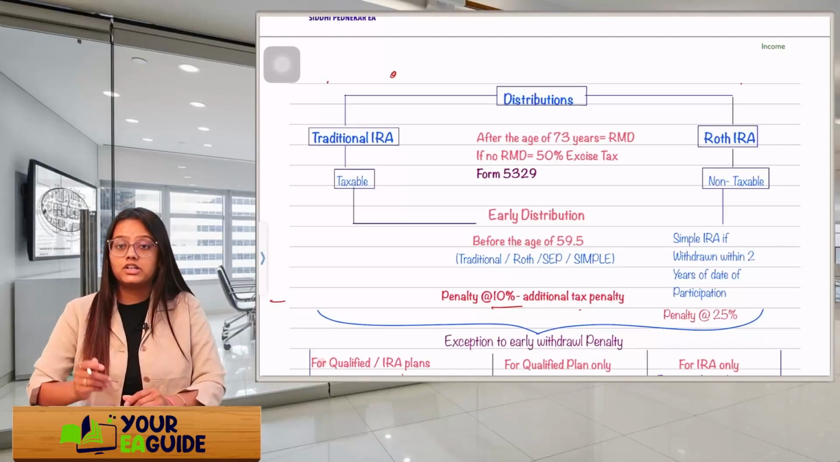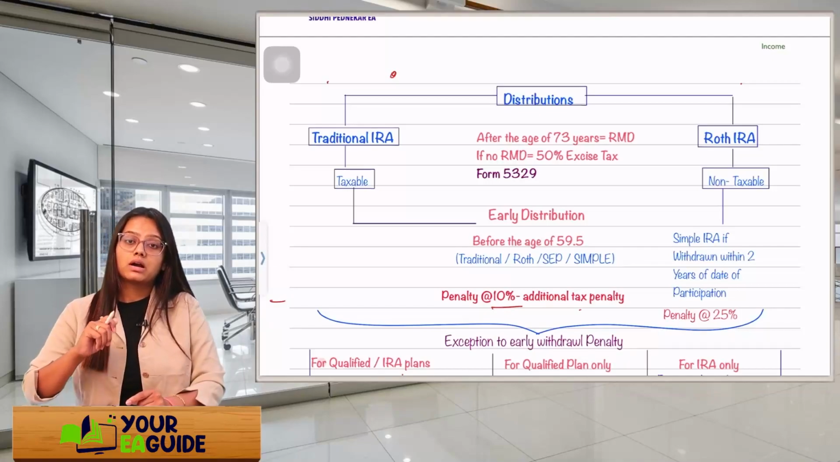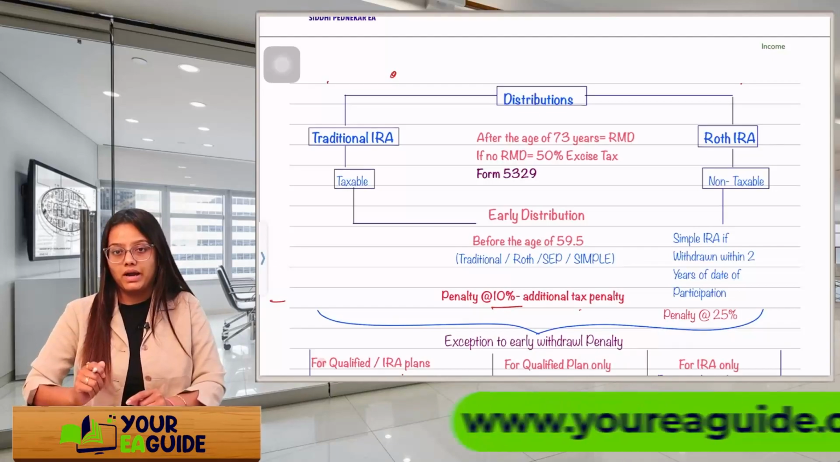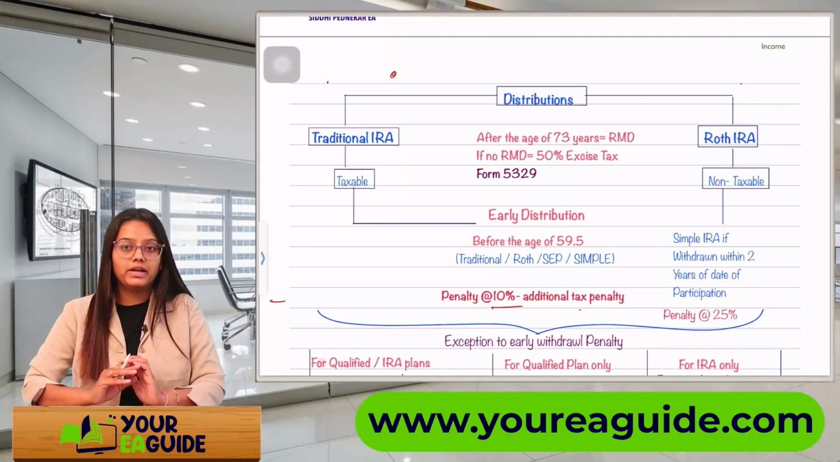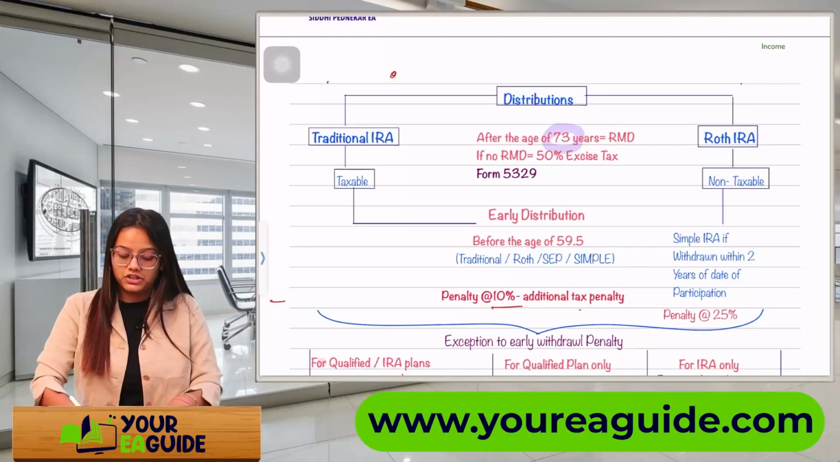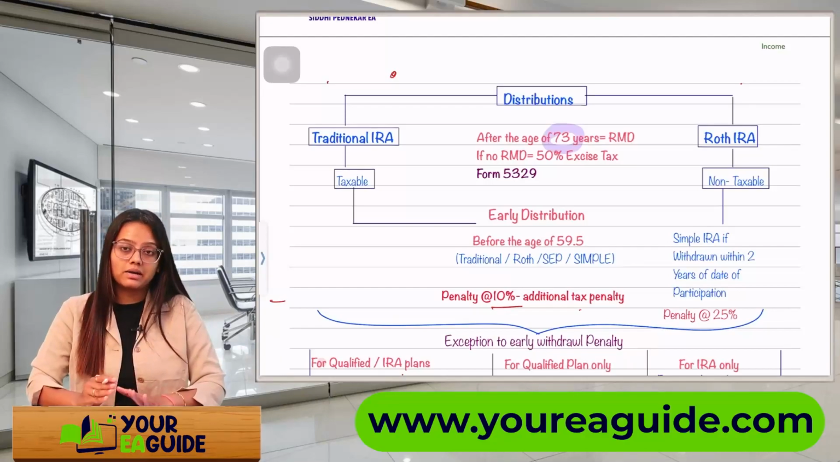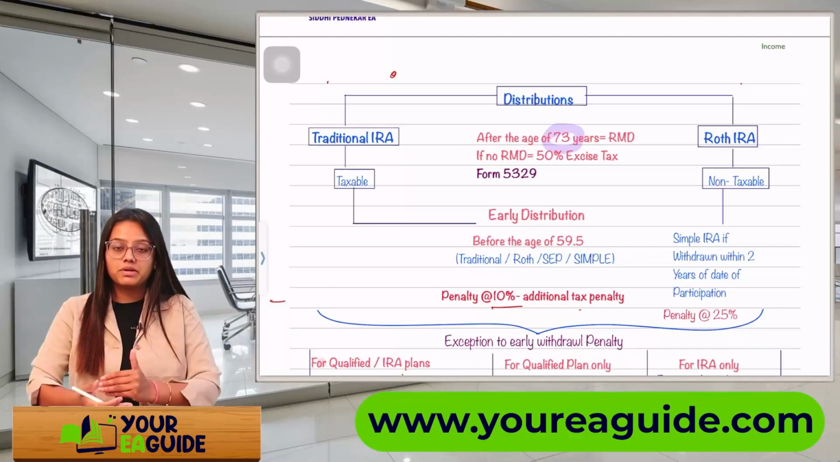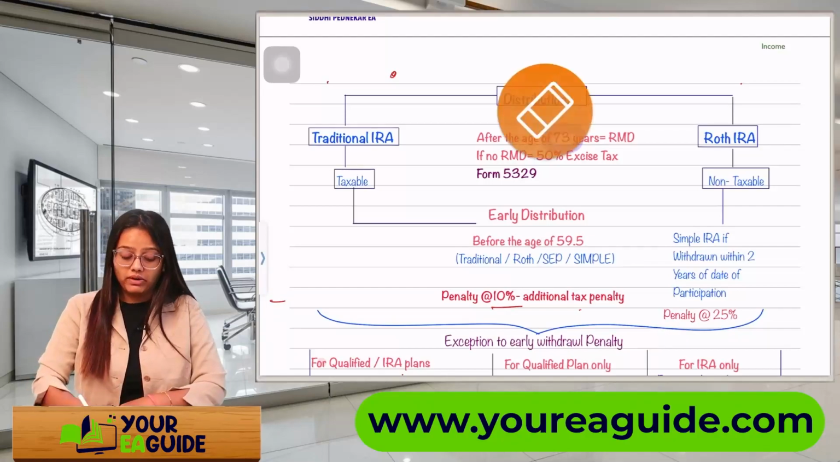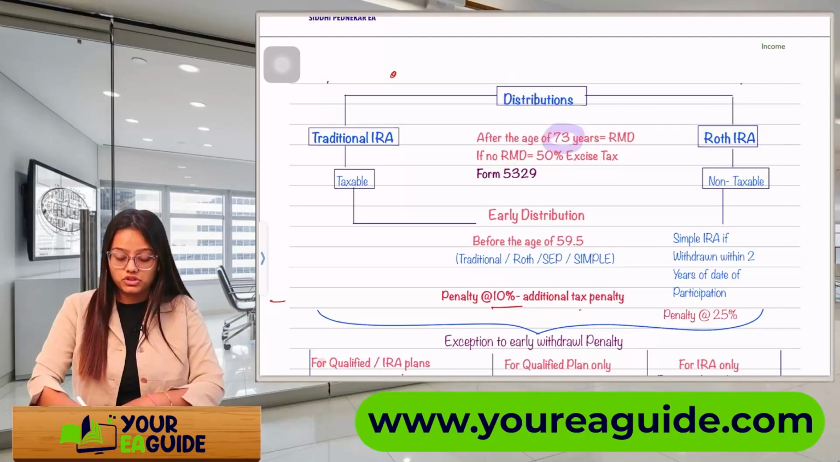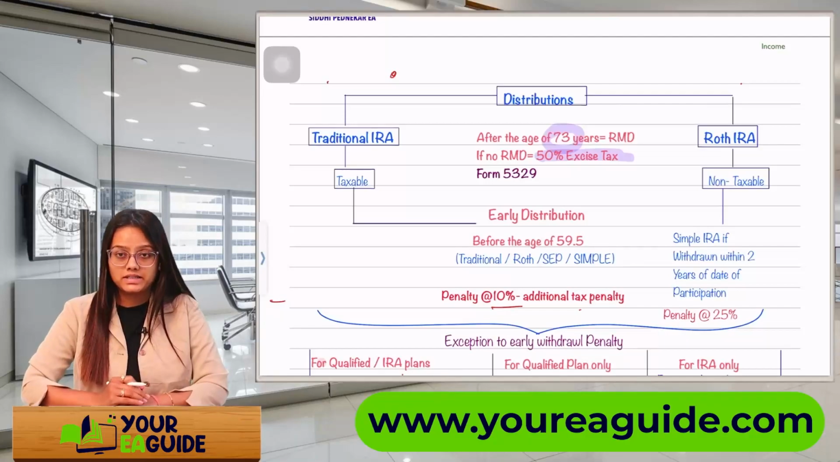So what is the age limit after which you have to compulsorily take the required minimum distribution? Let's say you didn't withdraw anything from the IRA account. After reaching the age of 73, you need to take an RMD. No need to remember any RMD limits, because the required minimum distribution is based on life expectancy; case-wise, it will be a different amount. If you don't take the required minimum distribution, there will be a 50% excise tax. You have to pay the 50% excise tax, and along with that, you have to file Form 5329.